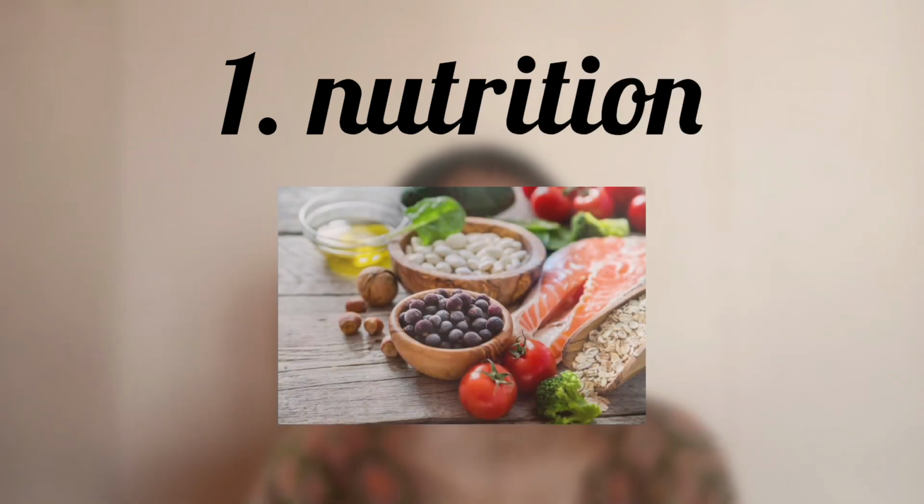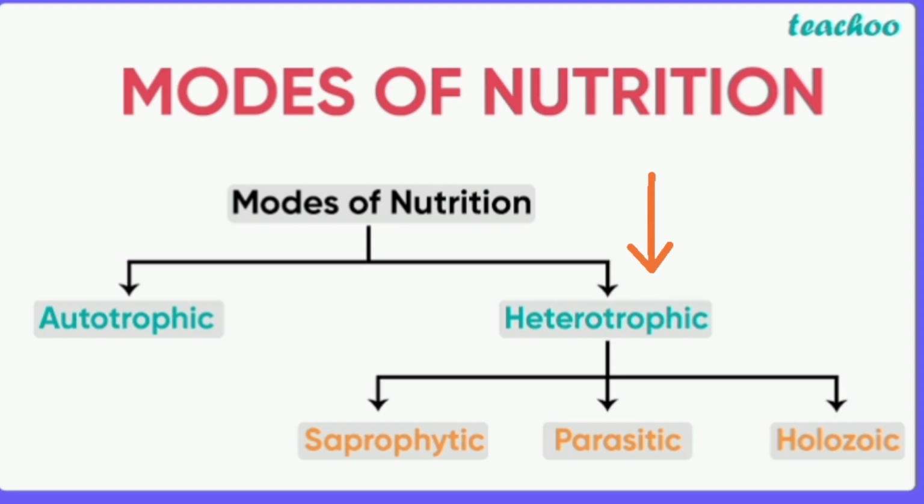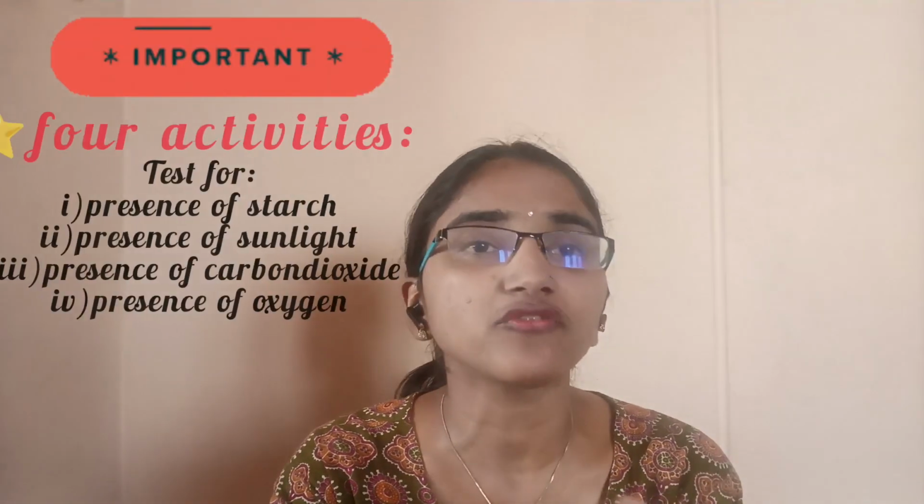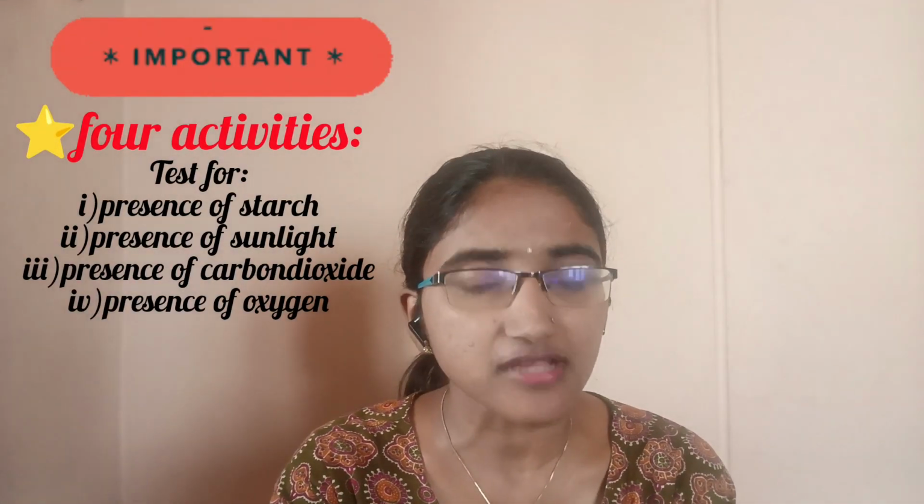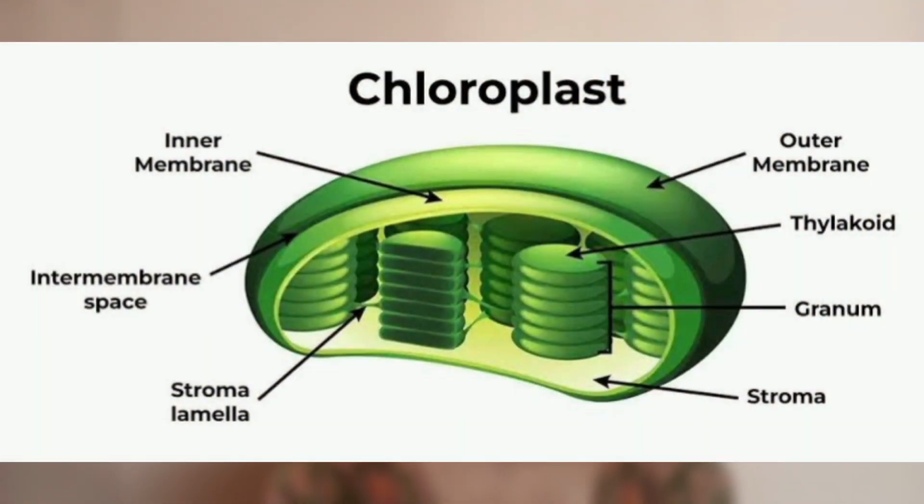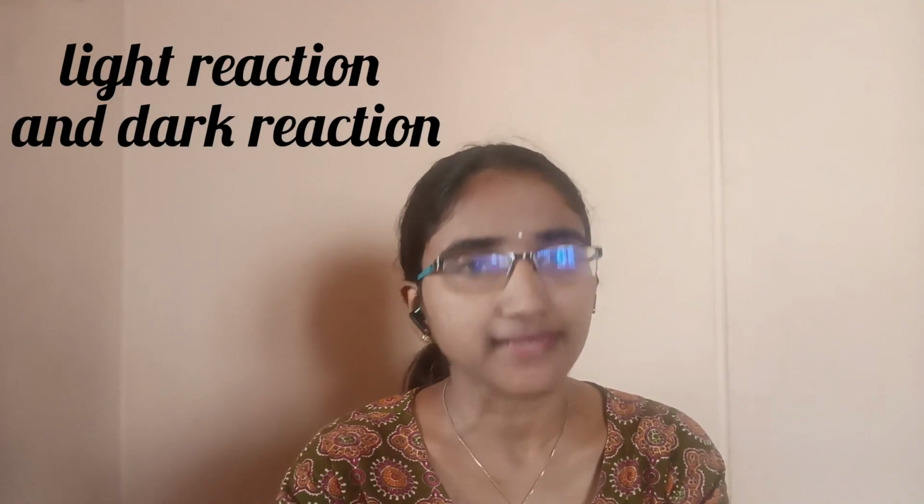So coming to the first lesson, nutrition. In the lesson nutrition, the first part covers autotrophic and the second part covers heterotrophic nutrition. First important question is the difference between autotrophic nutrition and heterotrophic nutrition, and then learn about photosynthesis. The most important questions are the 4 activities: test for presence of starch, test for sunlight, test for carbon dioxide, and test for oxygen. Learn those experiments very well. After that, learn the light reaction and dark reaction.